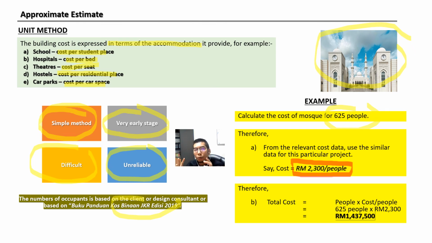Okay, so that's how you apply this approximate cost, so that you give a rough idea of the cost to the client. This is your approximate cost to build this mosque. Maybe the client could say, oh, it's quite under our estimation, so perhaps you can increase the volume of people. Okay, so that's the way you use it.